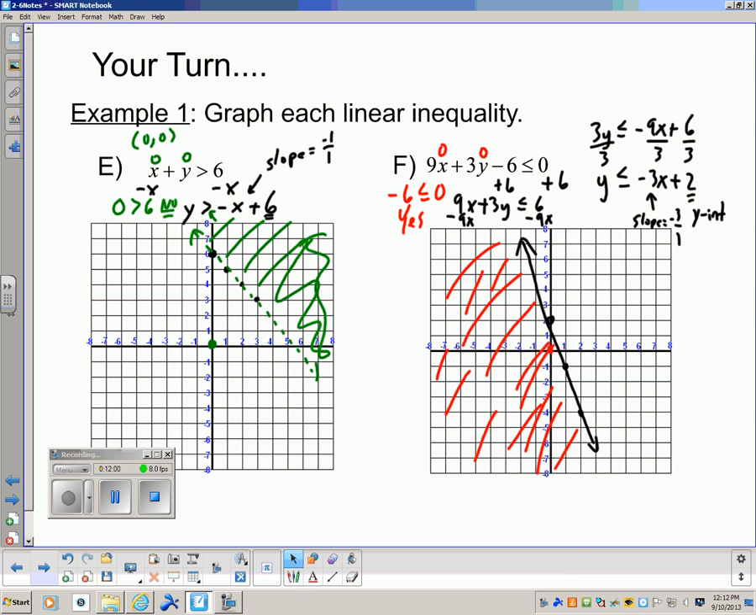So that is how we graph linear inequalities. So just walk through the steps and you should be good with those. All right.